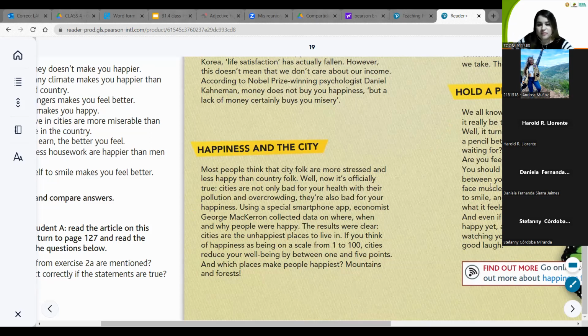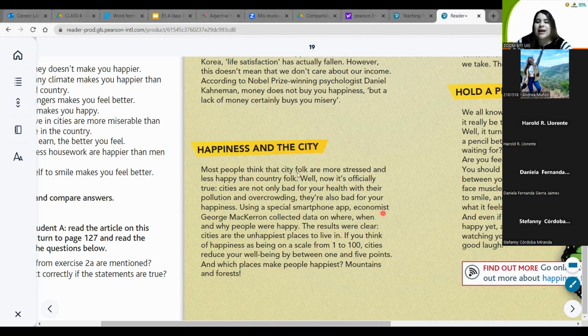If you think of happiness as being on a scale from 1 to 100, cities reduce your well-being by between 1 and 5 points. And which places make people happiest? Mountains and rivers. And forests. Yes, very good. Thank you very much, Angelica. So which places make people happiest? Mountains and forests. Do you agree, guys?